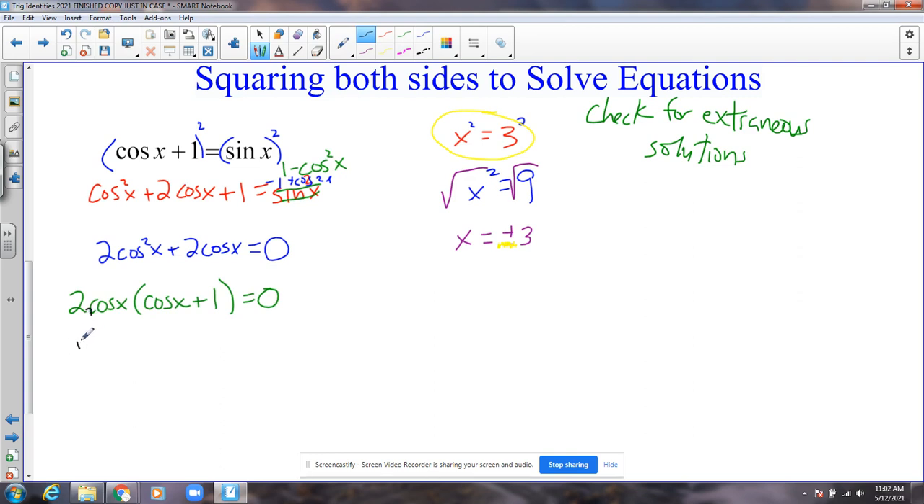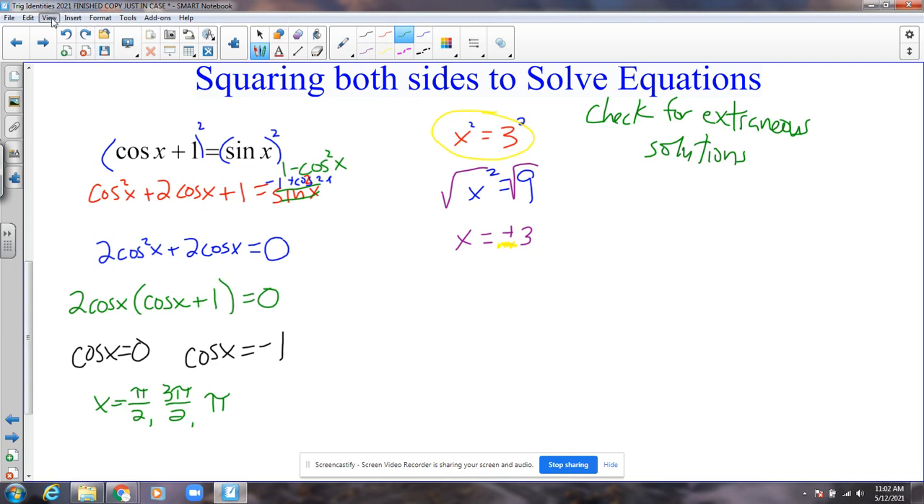So 2 cos x equals 0. So I know that tells me that cosine of x has to equal 0. It also tells me that cosine of x has to equal -1. So there's a few different possibilities here. So my x value, so when is the cosine equal to 0? Cosine is equal to 0 at pi over 2 and 3 pi over 2. Cosine is -1 at pi. So there's my 3 possible solutions.